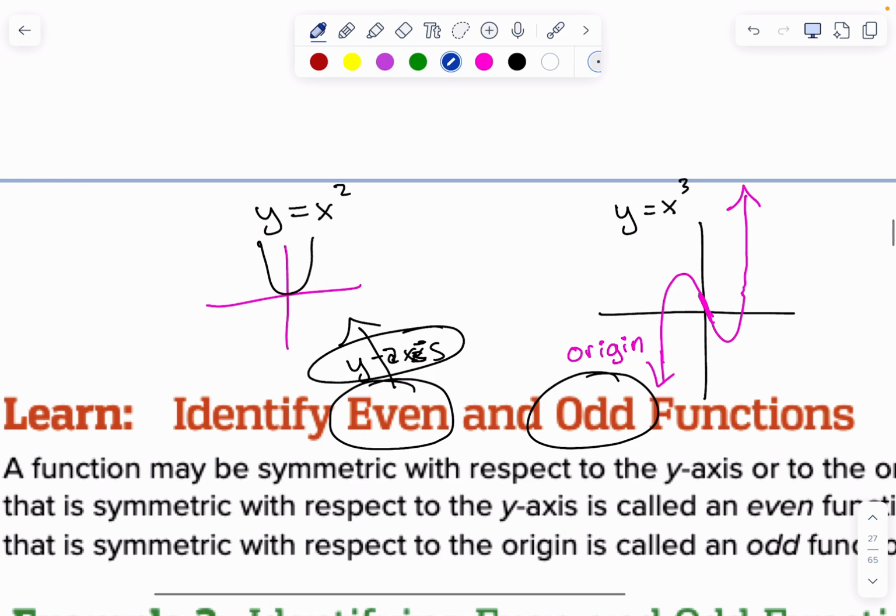Okay. So if it's y-axis symmetry, that means it's an even function. If it's origin symmetry, that means it's an odd function, right? If it's x-axis symmetry, it's not even a function.